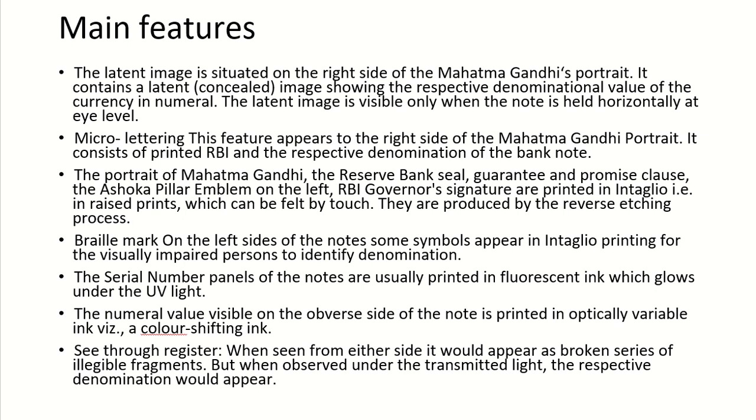The serial number panels of the notes are usually printed in fluorescent ink so that they can glow under UV light. The numeral value visible on the obverse side of the note, obverse means front side of the note, is printed in optically variable ink, or the ink that changes its color. See-through register: when seen from either side, it would appear as fragments, but when observed under transmitted light, the denomination would appear.